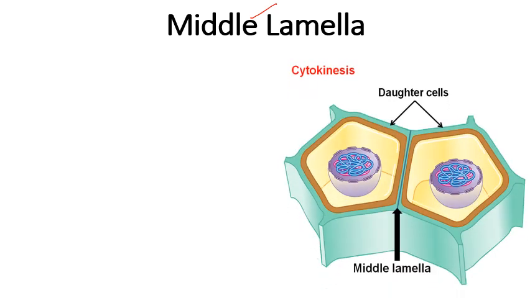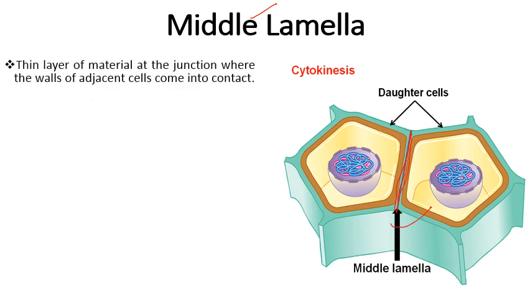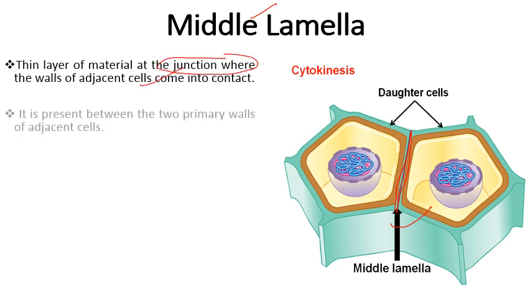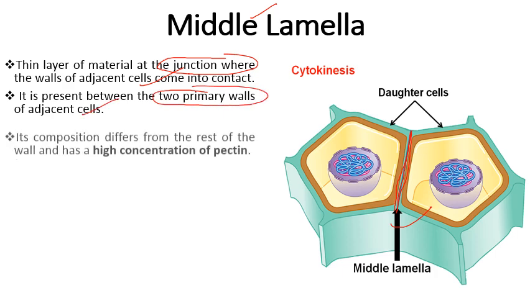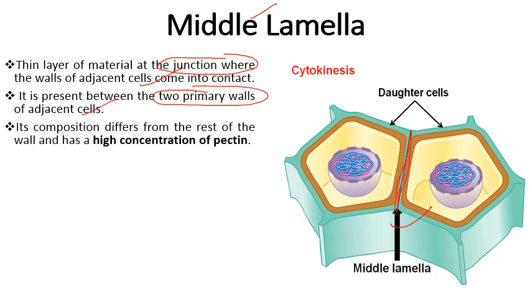Next comes an important structure, that is the middle lamella. So this is a cementing layer which is present between the two primary cell walls. जो दो primary cell wall हैं उनके बीच में जो ये cementing material है, इसी को कहा जाता है middle lamella. So it is a thin layer of material at the junction where the walls of adjacent cells come in contact with each other. So it is present between two primary walls of adjacent cells, और जो इसकी composition है that varies from the rest of the cell wall, and it contains a high concentration of pectin.